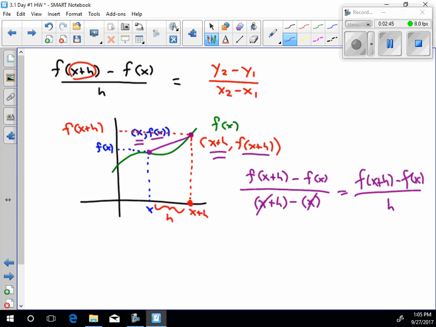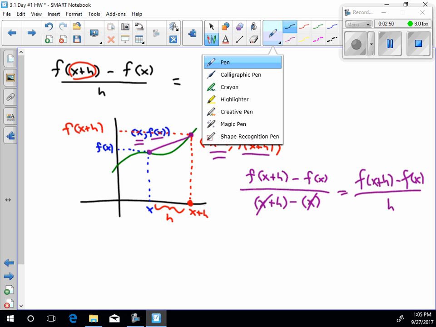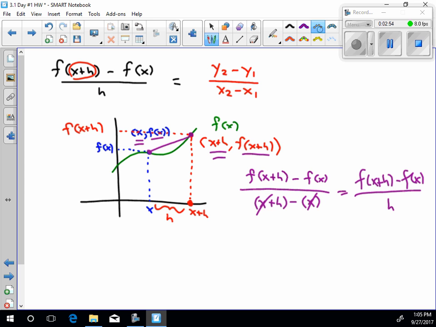And what we do in calculus is what we're interested in is what's called instantaneous rate of change. I want to know the slope at exactly that point. So what do I do? I make h really, really small. As I make it smaller and smaller, that slope gets closer and closer to the slope at that special point. That's calculus. That's all it is. It's just slope? Yes. That's all it is.